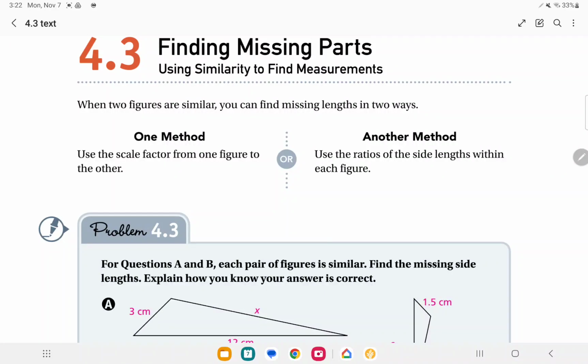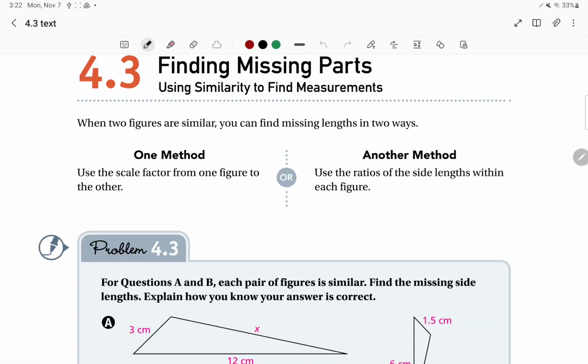This video will be all about 4.3, finding missing parts using similarity to find measurements. We've already done all of this. Now we're using it to find different parts in triangles and different shapes. So there's really nothing new in this video. It's just taking the two methods that we've learned.